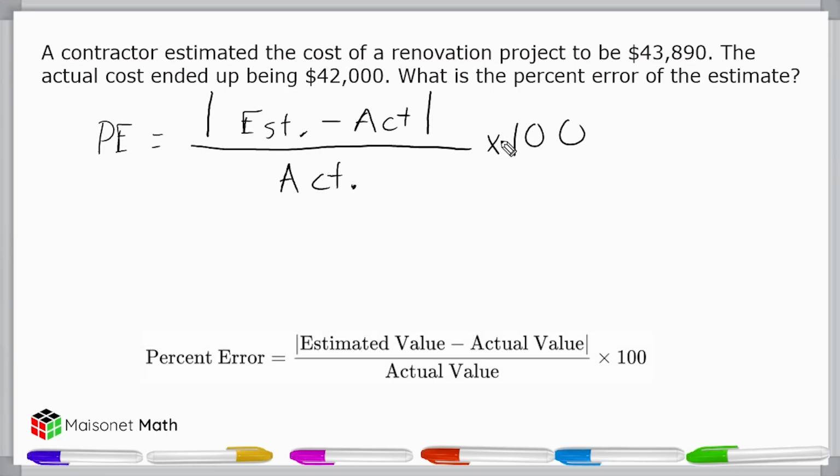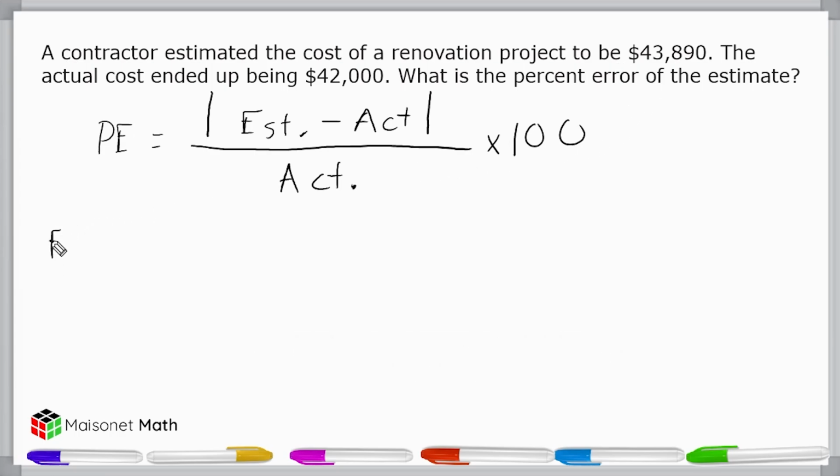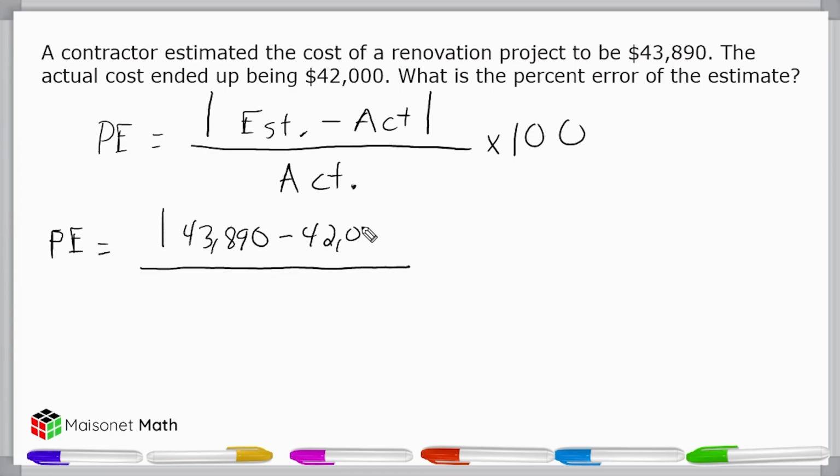All right, so let us go ahead and substitute our values into the correct portion of the equation. So percent error is equal to the estimated value, which in this case is 43,890, minus the actual value of 42,000. And then we divide that by the actual value, which is 42,000. That's what the price ended up being for that renovation, or the cost for the renovation. And then we're going to get some decimal amount that we have to multiply by 100.